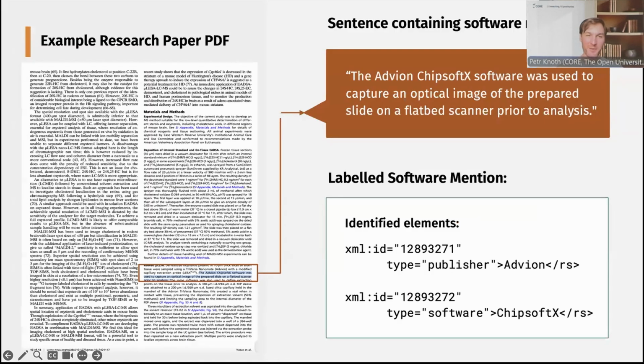So imagine that there is a research paper which looks like this, and within that research paper there is a sentence which says, the Advion ChipSoft X software captured an optimal image, and so on. What we would like to do here is automatically extract Advion as the publisher, as the creator of the research software, and we would like to understand that there was some software used in order to conduct the research study, basically.